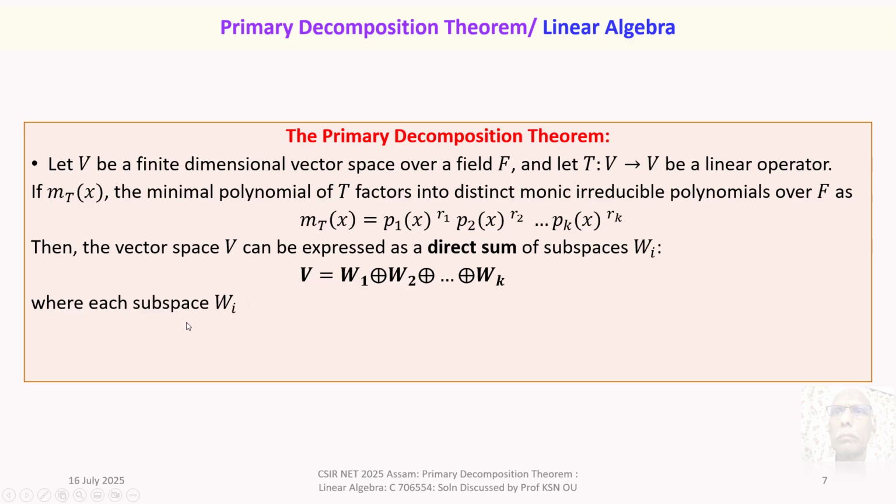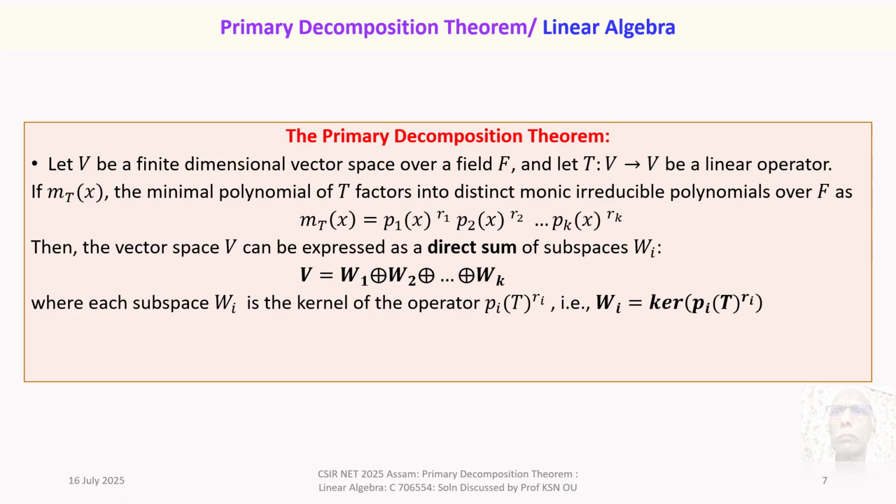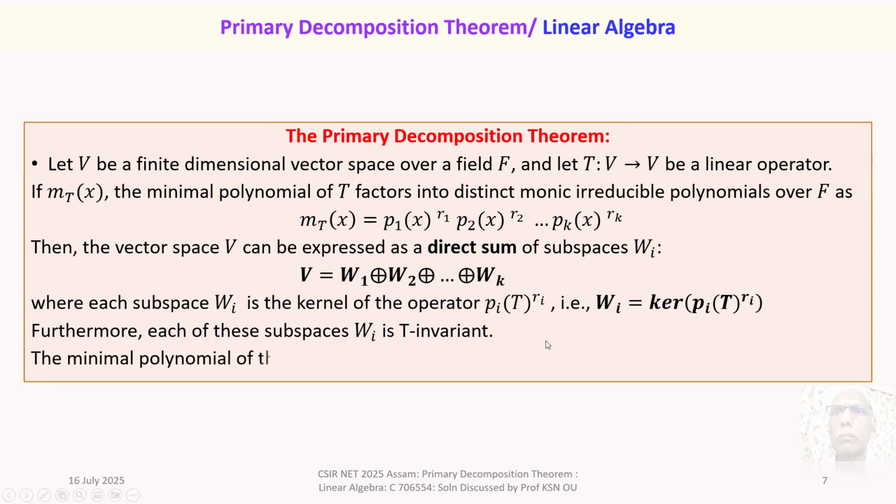where each subspace Wi is the kernel of the operator pi of t to the power of ri. That is, Wi is the kernel of pi of t to the power of ri. Furthermore, each of these subspaces Wi is t invariant. This we are not using yet.